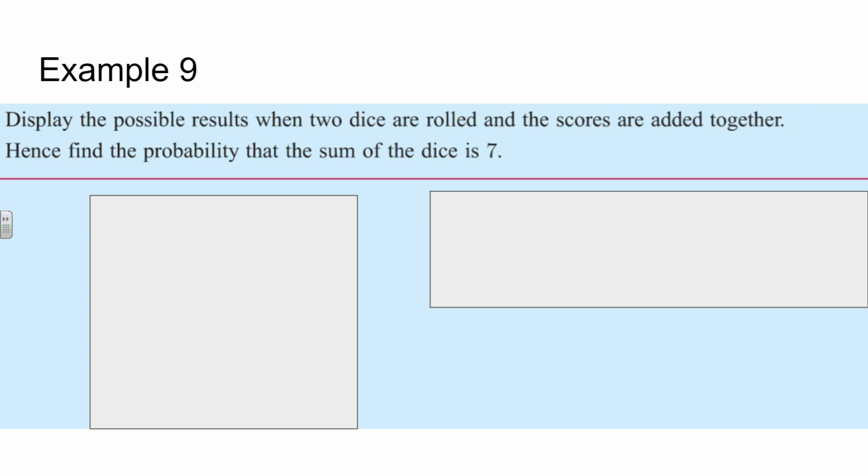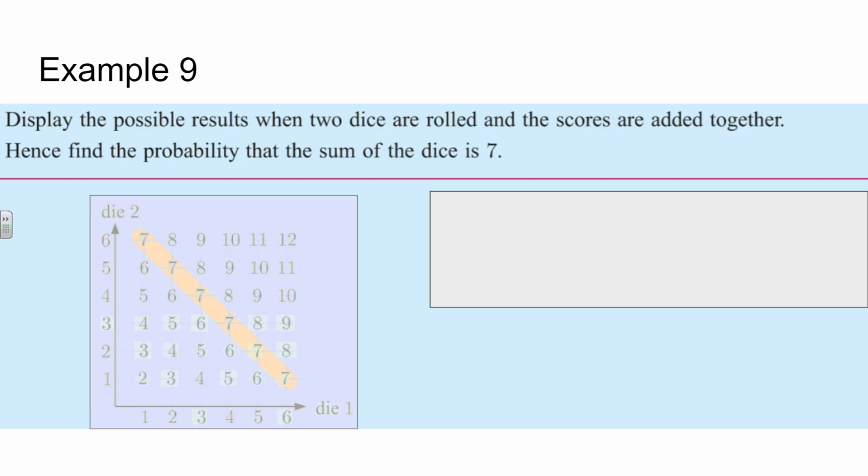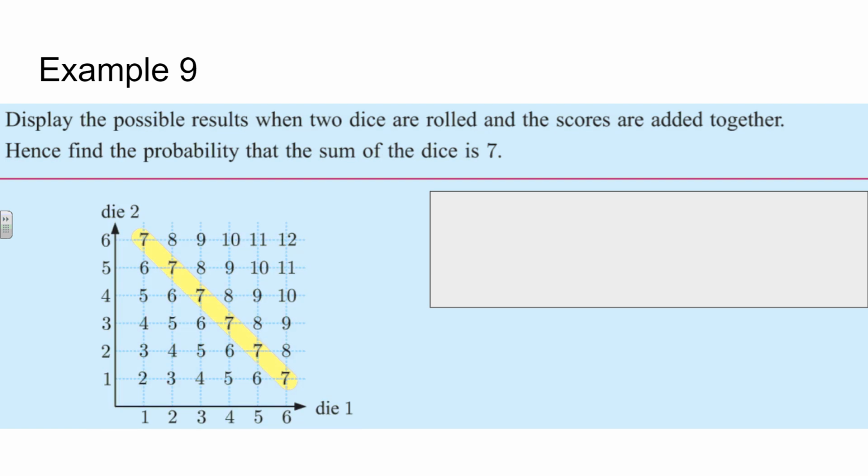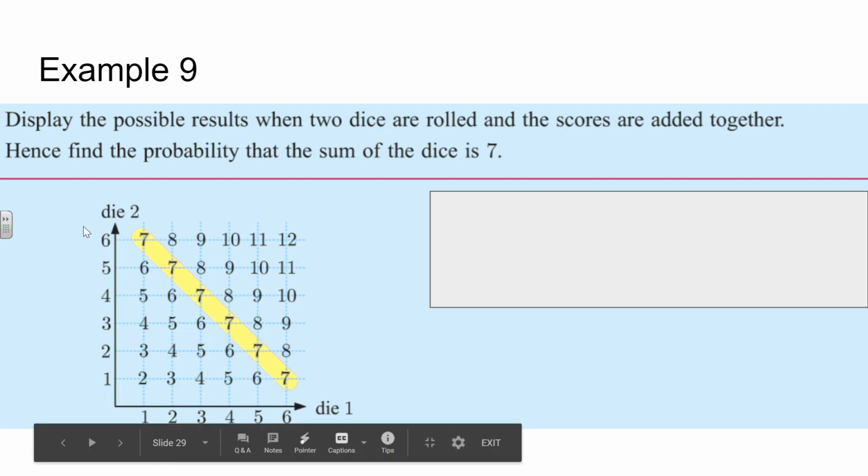Example 9, it says display the possible results when 2 dice are rolled and the scores are added together. Then find the probability that the sum is a 7. So this is something that we use often in probability. Looking at those different outcomes, we see die 1 on the horizontal axis, we see die 2 on the vertical axis, and all of these numbers here in the middle represent the sums of those different outcomes.